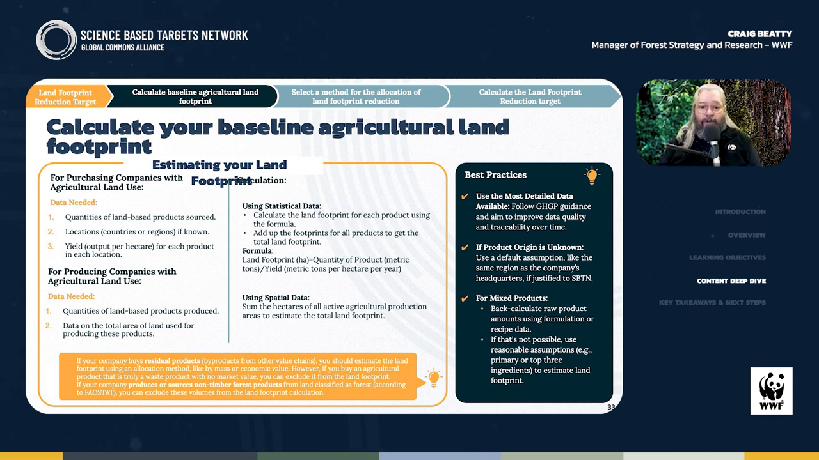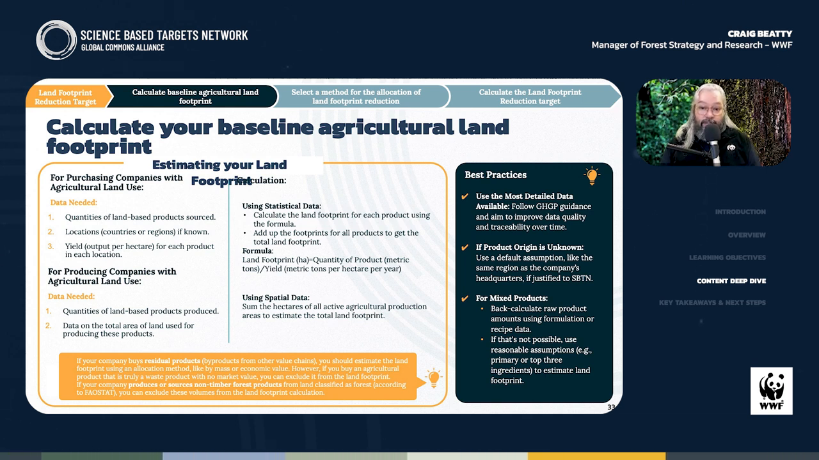A final clarification on waste, residual products, and non-timber forest products. For waste and residual products, if your company buys residual products or byproducts from other value chains, you should estimate the land footprint using an allocation method like mass or economic value. However, if you buy an agricultural product that is truly a waste product with no market value, you can exclude it from your land footprint reduction target.